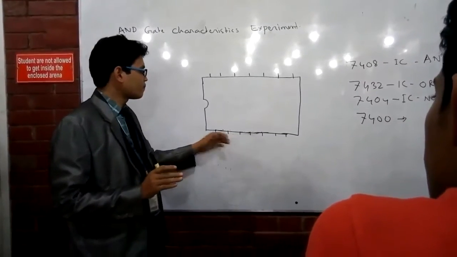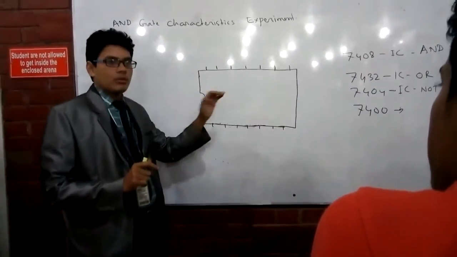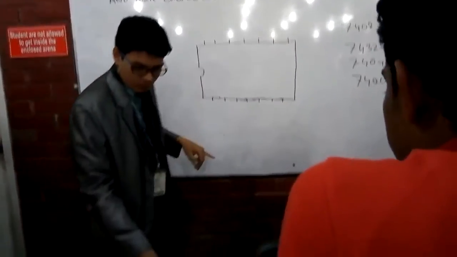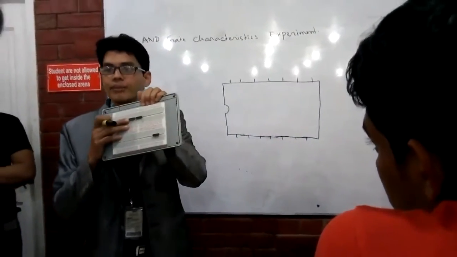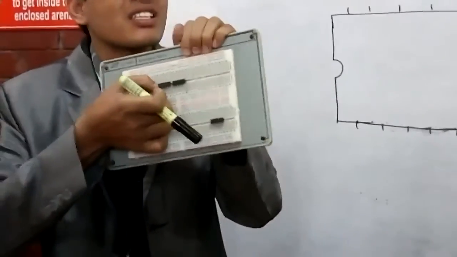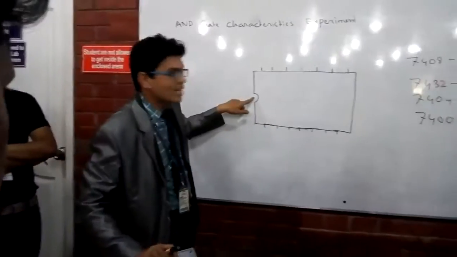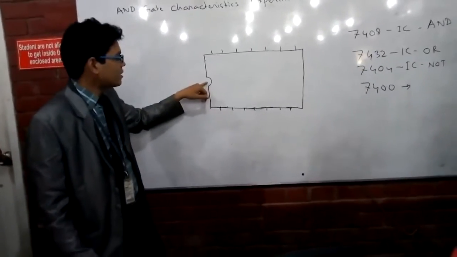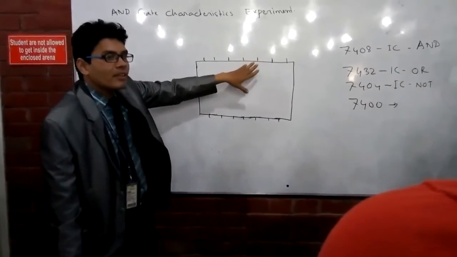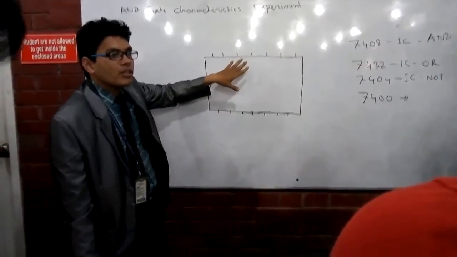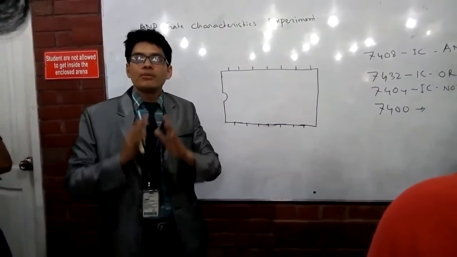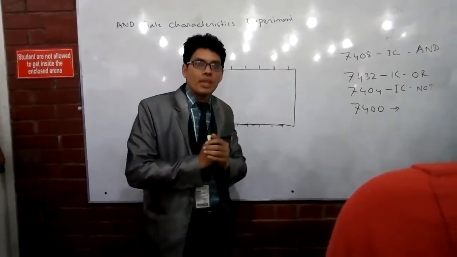Now, what is inside this IC? This IC has got a notch. If you look at the IC very closely from the front, you would see a very small notch. This notch will tell you the pin numbers. Pin number always matters, because pin number 7 will be connected to the ground, and pin number 14 will be connected to the positive terminal of the battery.